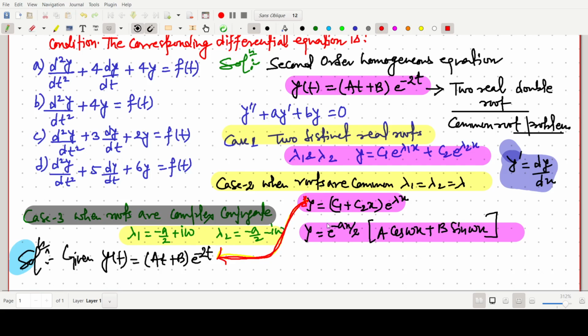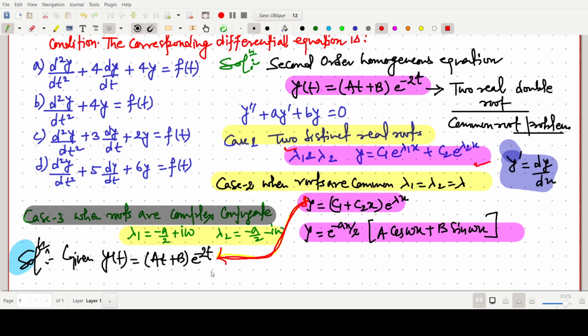Solution for different roots: when the roots are different and real, then this one is the solution, c1 e to the power lambda 1 x plus c2 e to the power lambda 2 x. Very easy one, everyone knows this. But for the common root, it is c1 plus c2 x. Here it is a time domain function, so at plus b e to the power minus 2t.